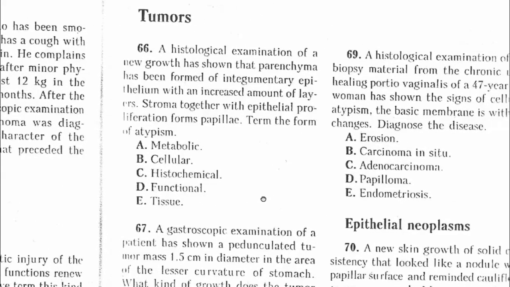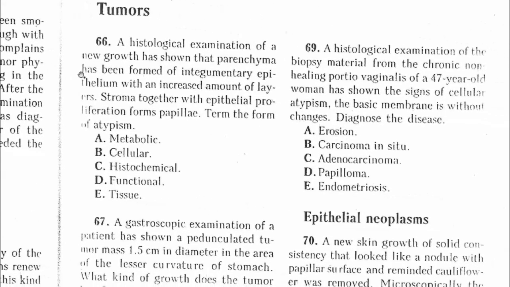Tumors. Anyways, we have no option. A histological examination of a new growth has shown that parenchyma has been formed of integumentary epithelium with an increased amount of layers. The stroma, together with epithelial perforation, forms papillae. Term the form of atypism. Atypism means, you know, abnormal cell growth. All right, so let's do some learning over here.